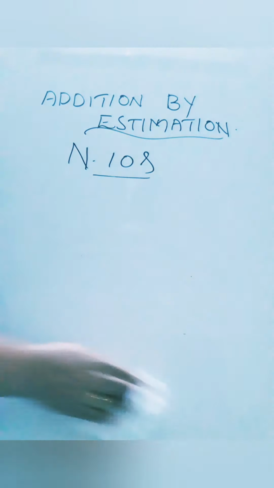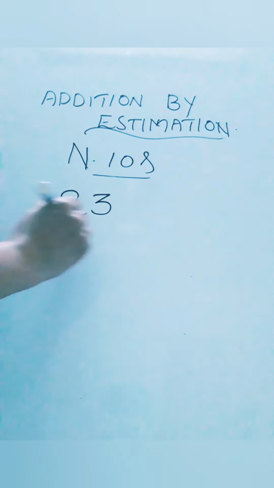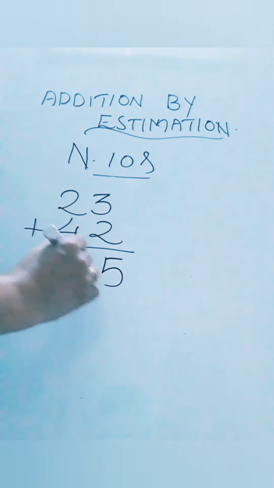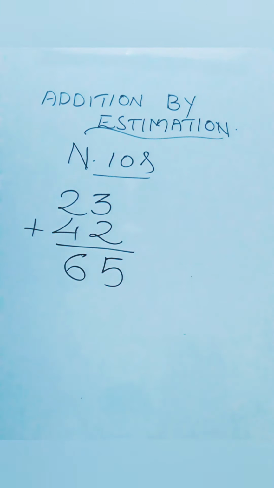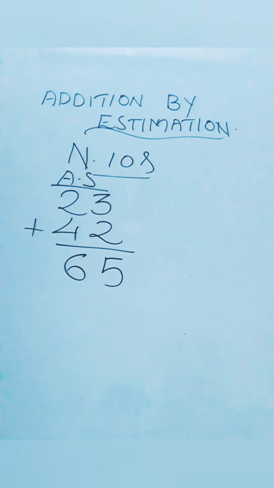Now using this we have to do the addition. That is called addition by estimation. Why are we doing estimation? To get a rough answer, or to get the answer easily. For example, you have a question 23 plus 42. You are a 3rd standard child. When you write 23 plus 42, you will get 65. This is the real answer, or actual answer. We say it is the actual sum, short form AS.